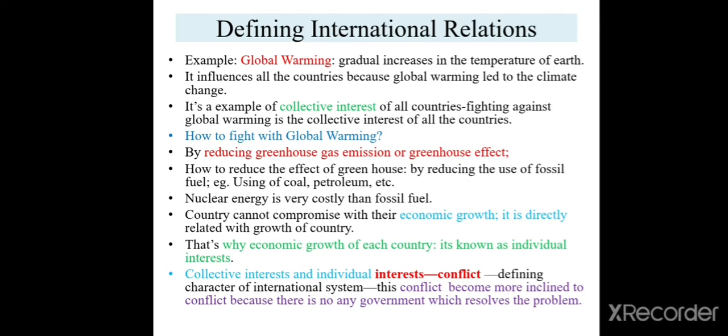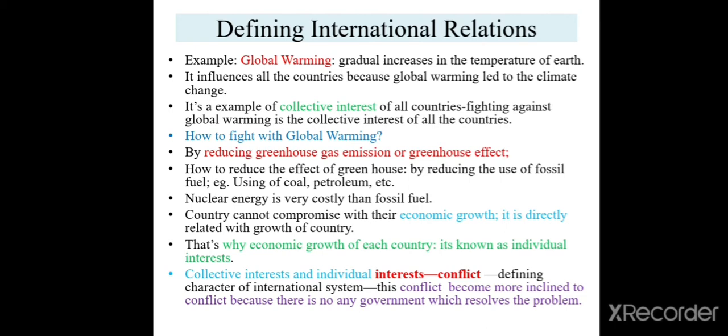As compared to nuclear energy, which is very costly, most countries prefer to go for fossil fuels. If any country compromises on its economic growth, it directly affects the growth of that country. The country does not want to go for nuclear energy because it is very costly, and they do not want to compromise their economic growth. And that's why the economic growth of each country is known as an individual interest.